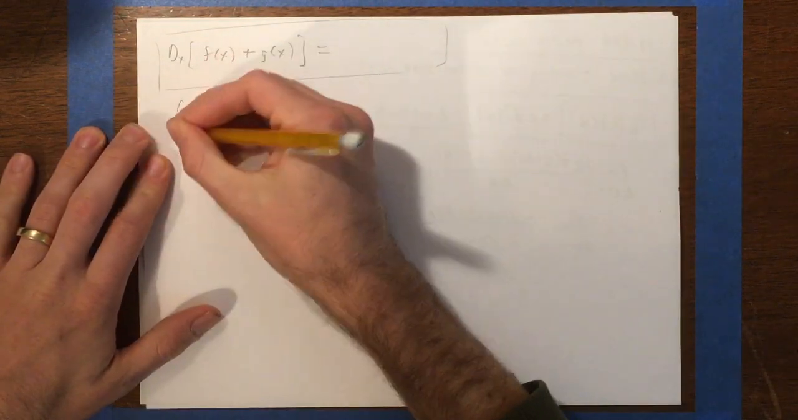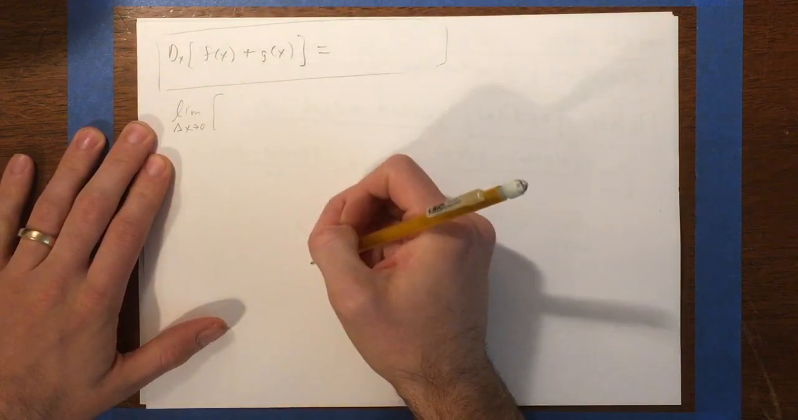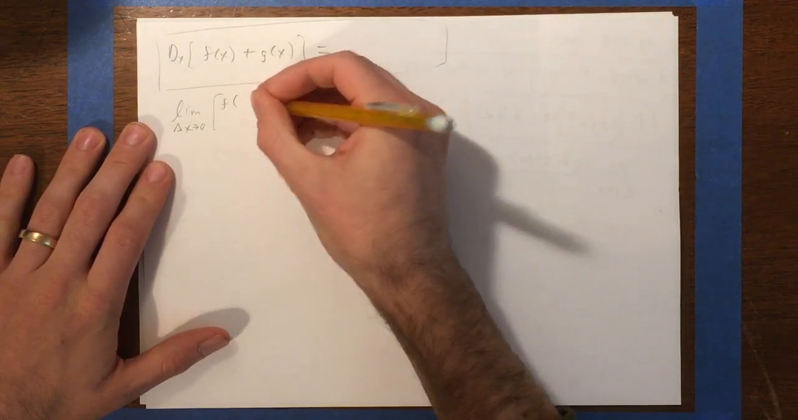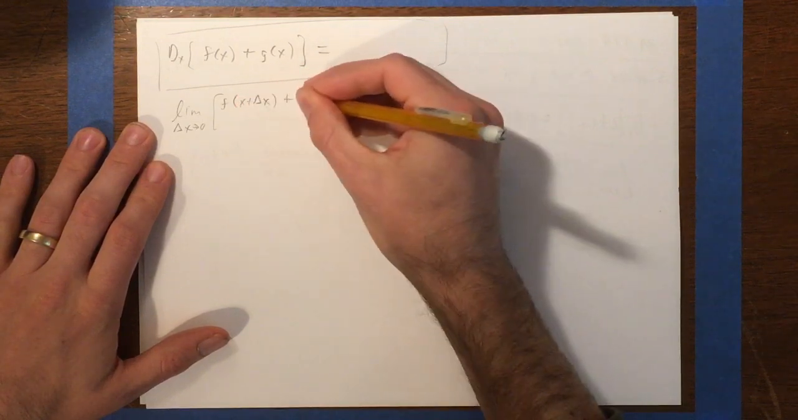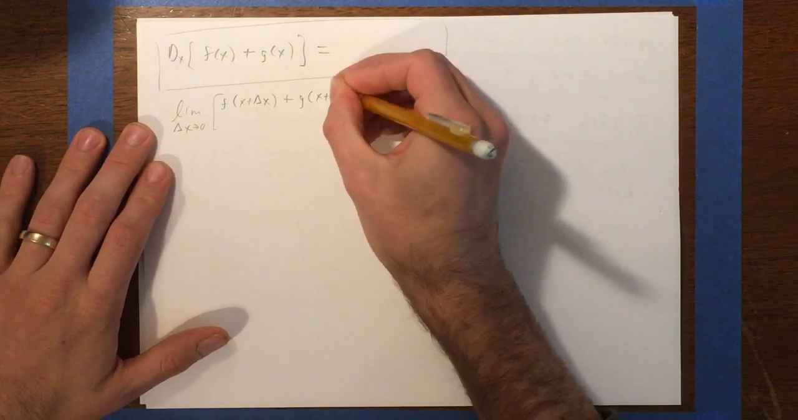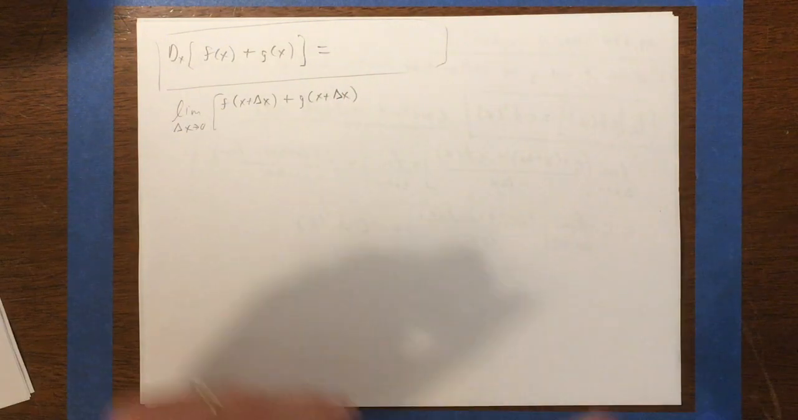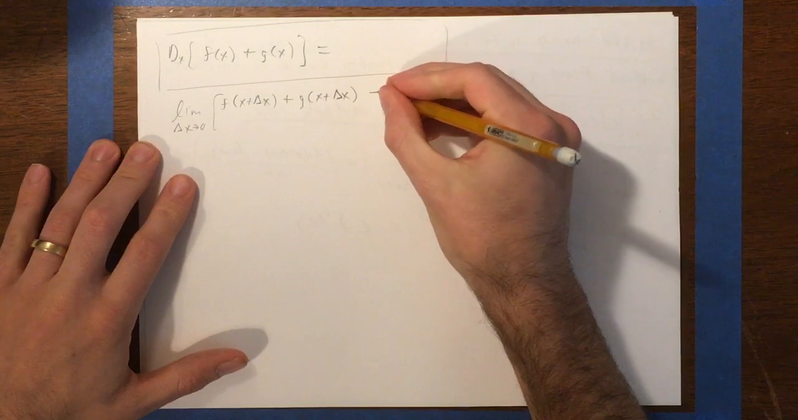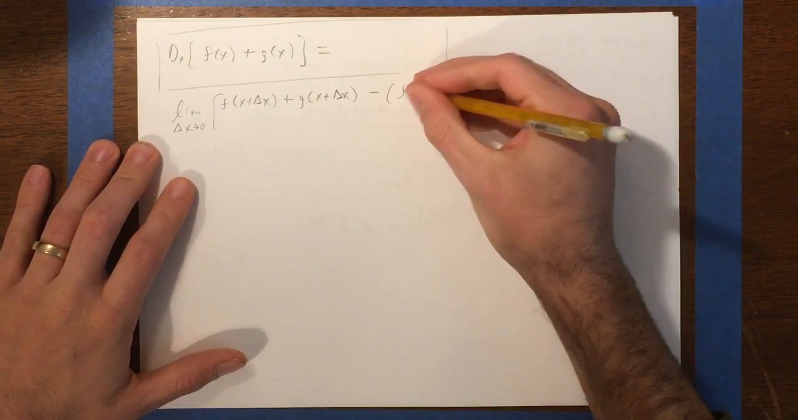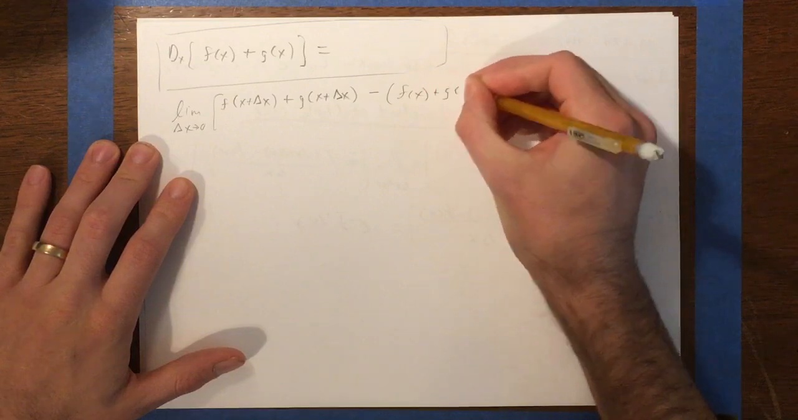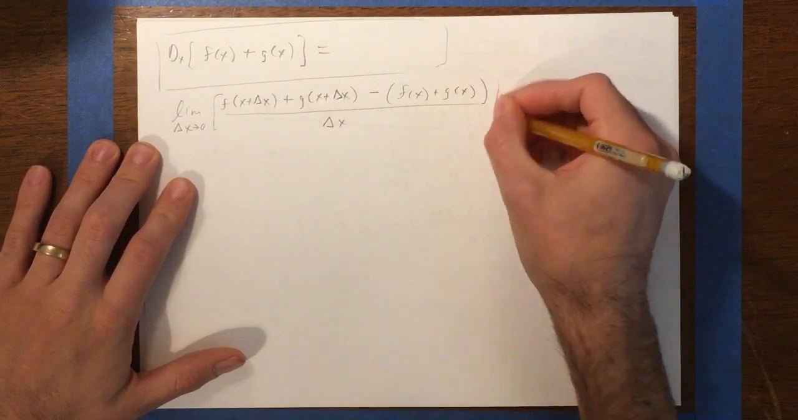So we're going to do the limit as delta x goes to 0. And then we have to take our f of x plus g of x and put in x plus delta x to that function, which means everywhere we see the x, we're going to replace it with x plus delta x. Then we have to subtract the original function, and we're going to subtract the entire thing, so I'm going to put it in parentheses, f of x plus g of x. I take that whole thing divided by delta x.